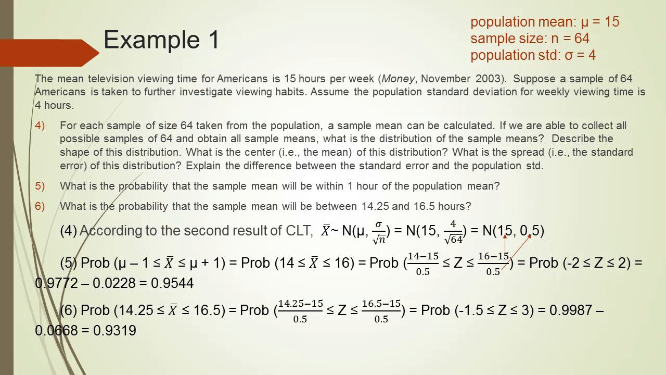Question 6 is fairly similar to question 5. So again, you want to convert 14.25 and 16.5 to their respective z-scores. And the mean and the standard deviation for converting z-score are the mean and the standard deviation for the x bar.